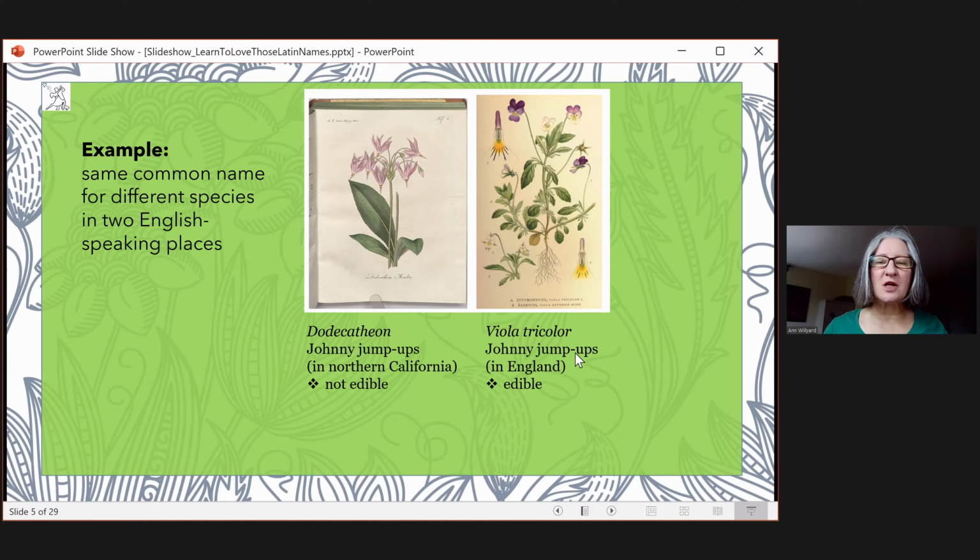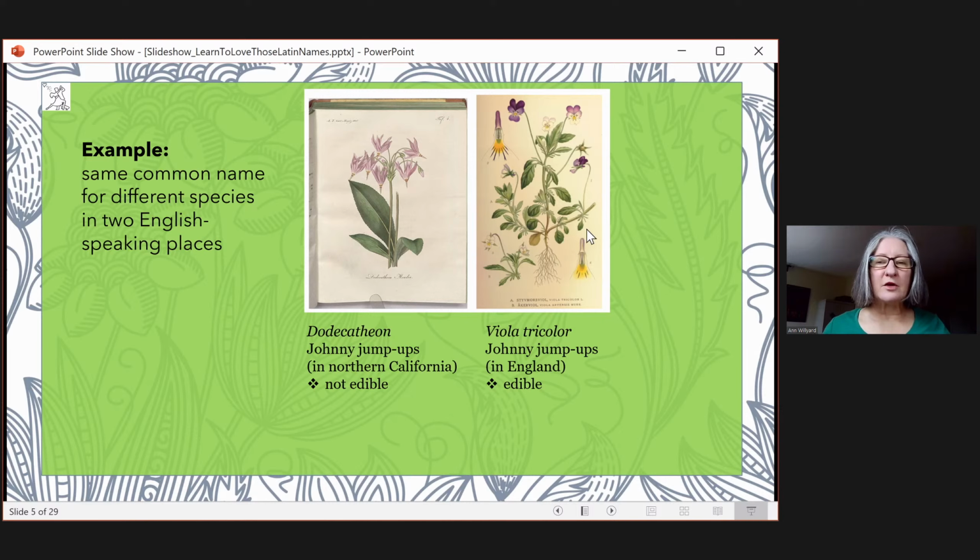Well, it turns out that Johnny jump ups in England are Viola tricolor. So just those little violas. And you may have used little viola petals in your flowers, and they're pretty and kind of tasty. The reason for calling them Johnny jump ups is they're the first flower to bloom in the spring.